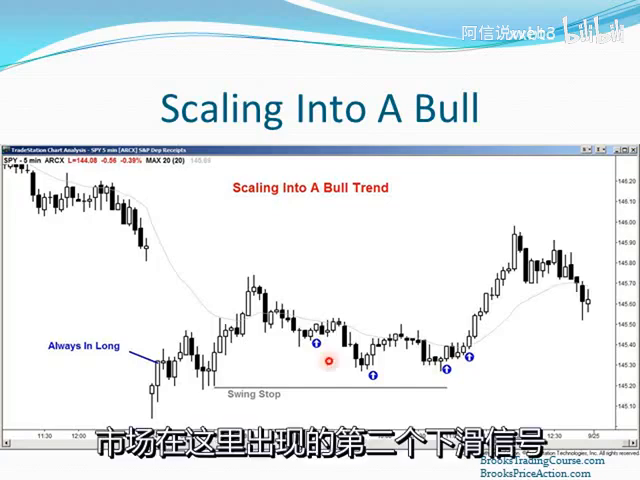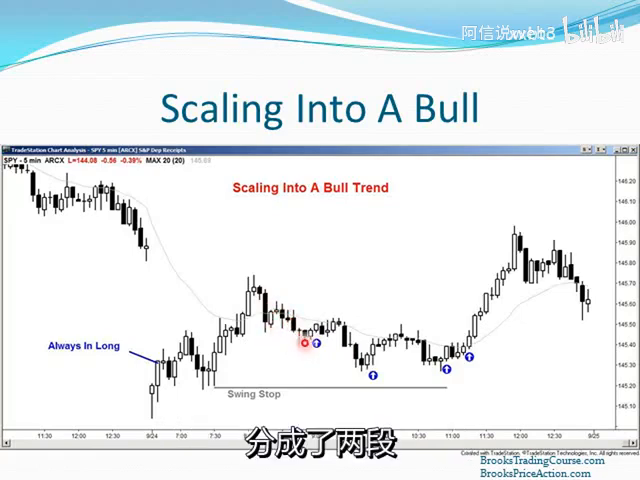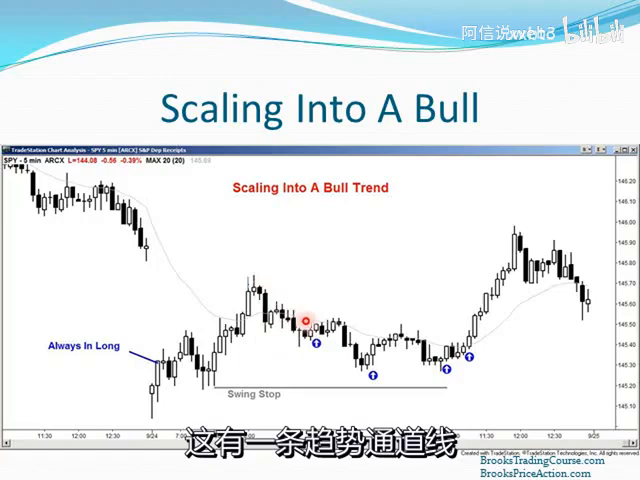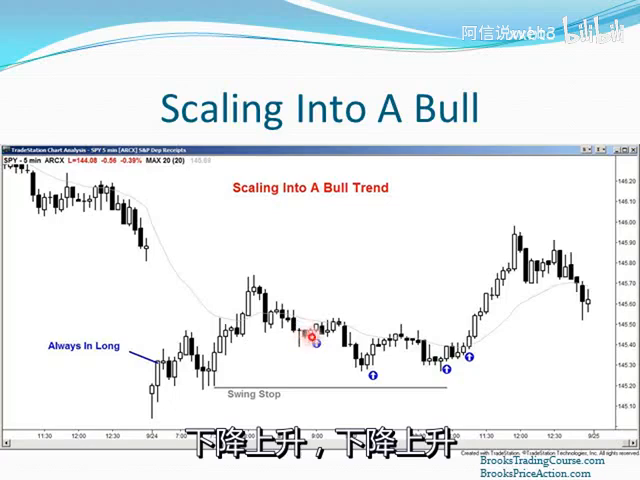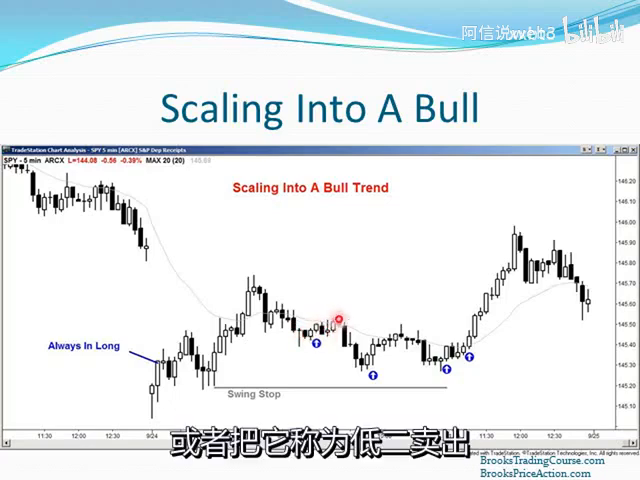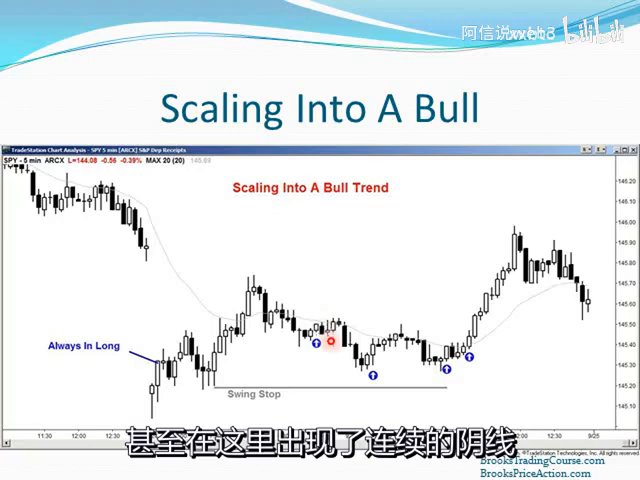And this is what happened. The market had a second signal down here. So a large two legs down. First leg here subdivided into two parts. There's a trend channel line here not drawn. And then a small wedge bull flag. We went up and then down and up and down and up. Or you could simply call it a low two short. But I think not strong enough to flip the market to always in short.